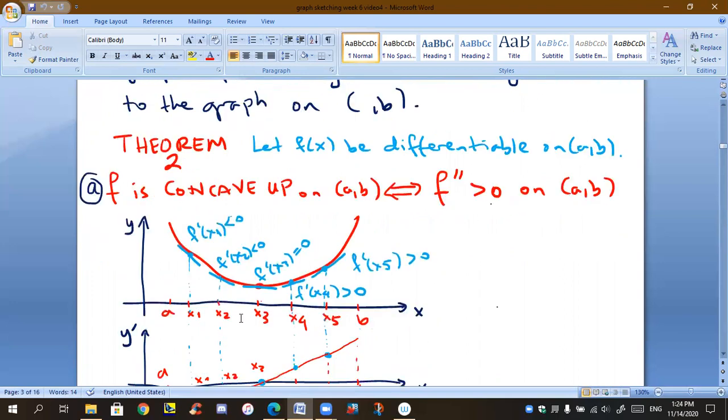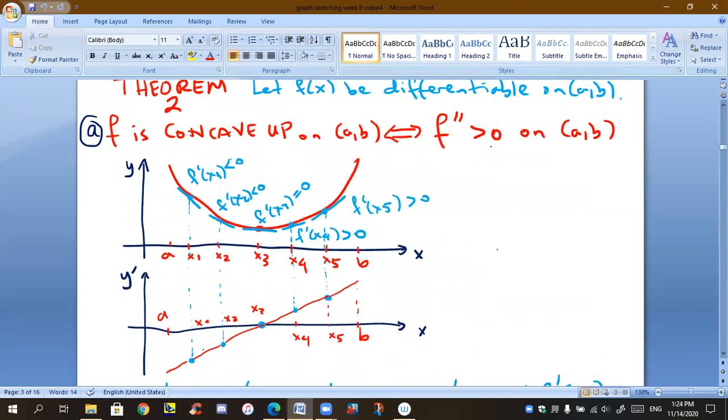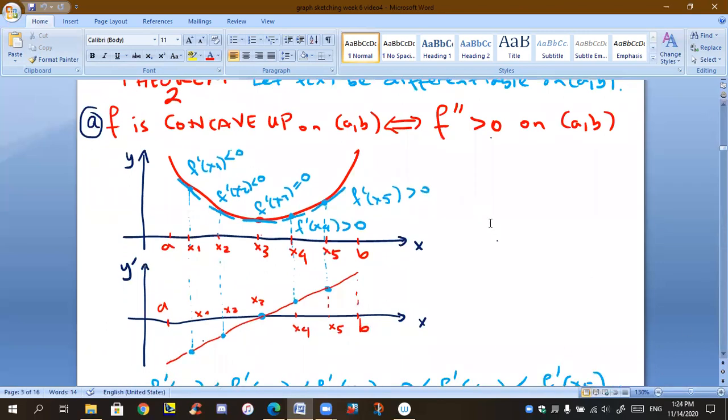And so we say that f is concave up on the interval a to b if and only if f double prime is positive on the interval. So how does this happen? Now let's look at this picture here. Now let's have a concave up graph like the red picture here on the top.